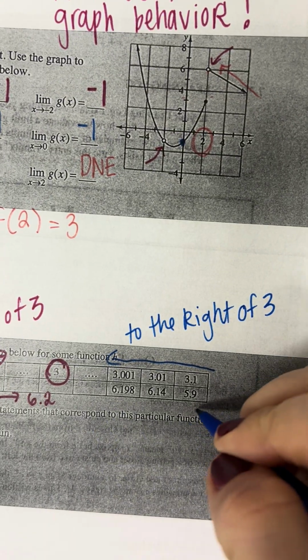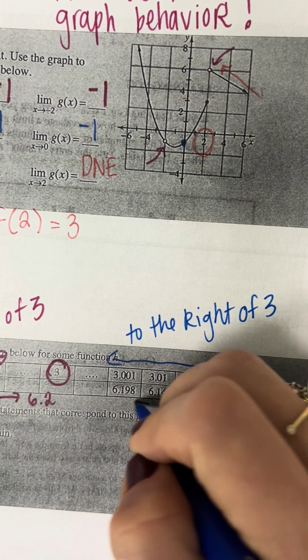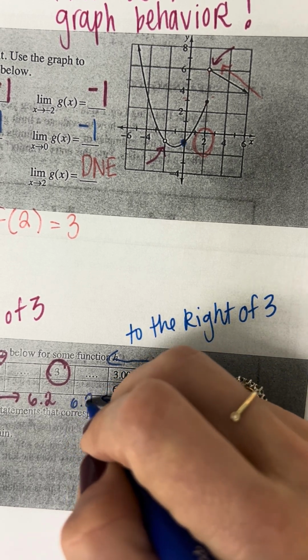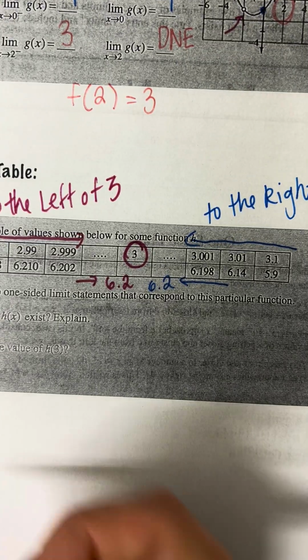And I can see also that I'm going 5.9, 6.14, 6.198. It looks like I'm also approaching 6.2. So we're going to write two limits that correspond to that, okay? And I'm going to do it down here so you can see it a little bit better.